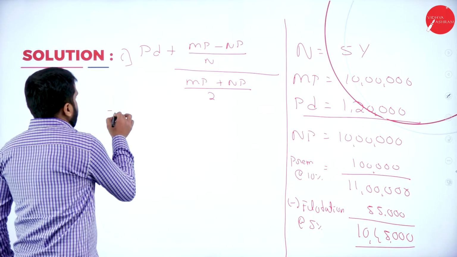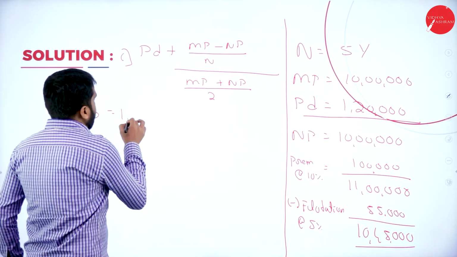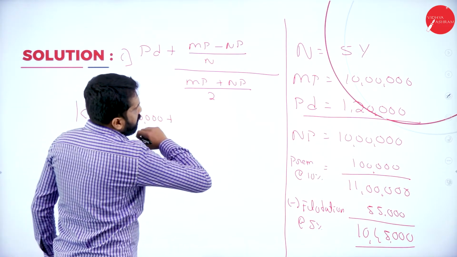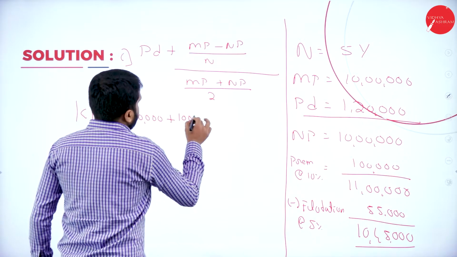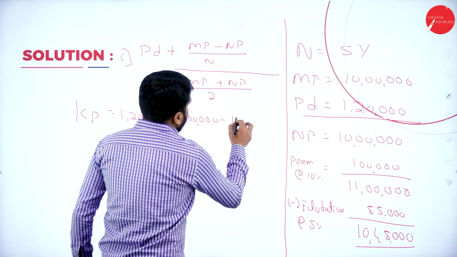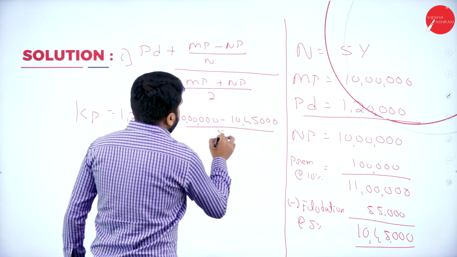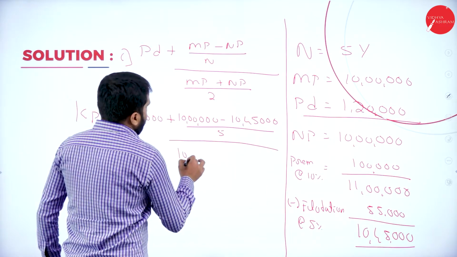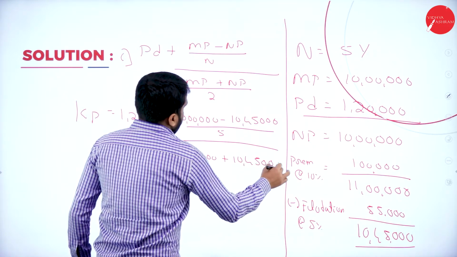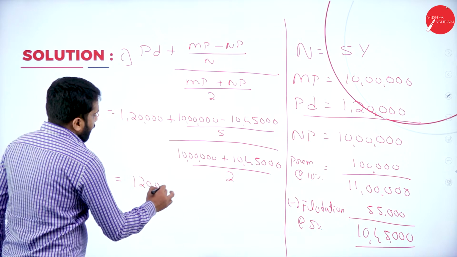What is your PD? So, we are calculating cost of preference. Your PD is 1,20,000 plus MP. MP is 10 lakh minus this 10 lakh 45, divided by number of years 5. MP 10 lakh plus 10 lakh 45 divided by 2. Your 1,20,000 will remain as it is.